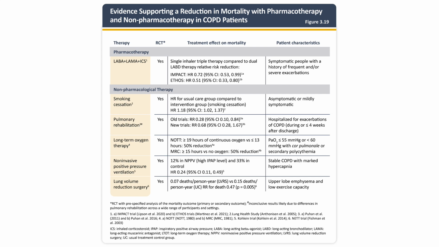And then patients who have hypercarbia or hypercapnia benefit from non-invasive positive pressure ventilation like bilevel or BiPAP. And patients who have large blebs or upper lobe emphysema may benefit from lung volume reduction surgery.